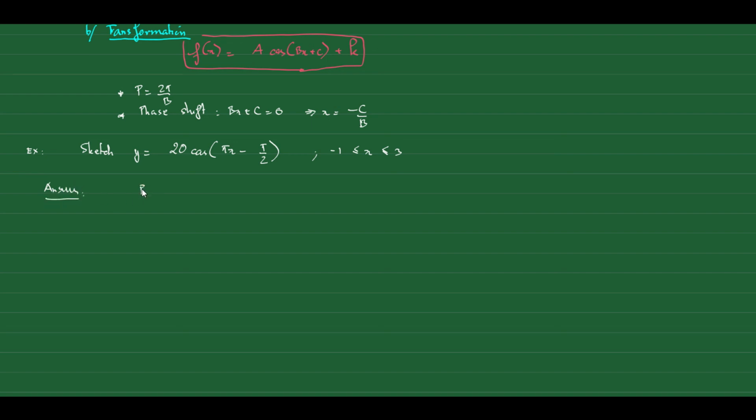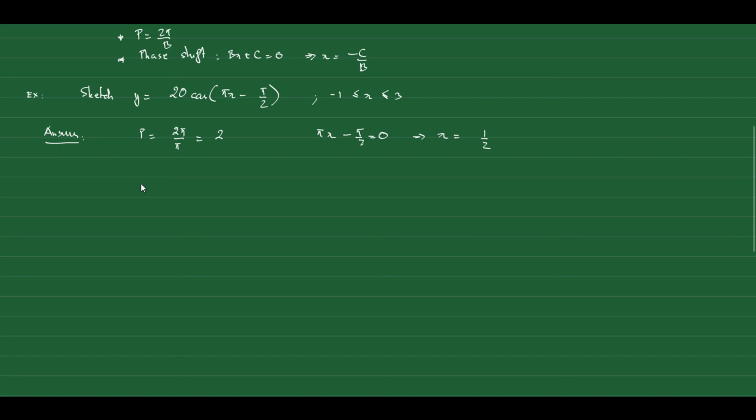Again, first thing you gotta do, you gotta calculate the period. So 2 pi over b, which is just 2. The period is 2, and we calculate the phases. So pi x minus pi over 2, put it 0, so x equal to half. So we're going to move it to the right, move it to the right a half unit.